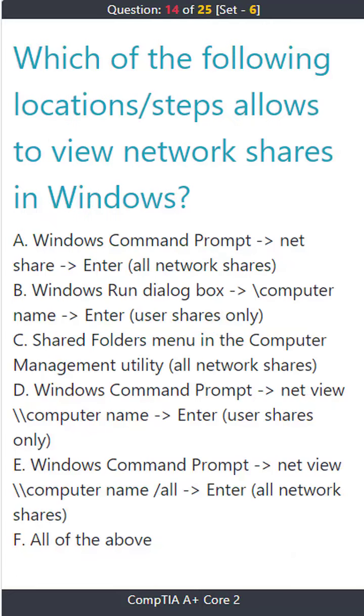Question 14. Which of the following location/steps allows to view network shares in Windows? A. Windows Command Prompt - net share - enter, all network shares. B. Windows Run dialog box /computer name - enter, user shares only. C. Shared folders menu in the computer management utility, all network shares. D. Windows Command Prompt - net view /computer name - enter, user shares only. E. Windows Command Prompt - net view /computer name /all - enter, all network shares. F. All of the above.